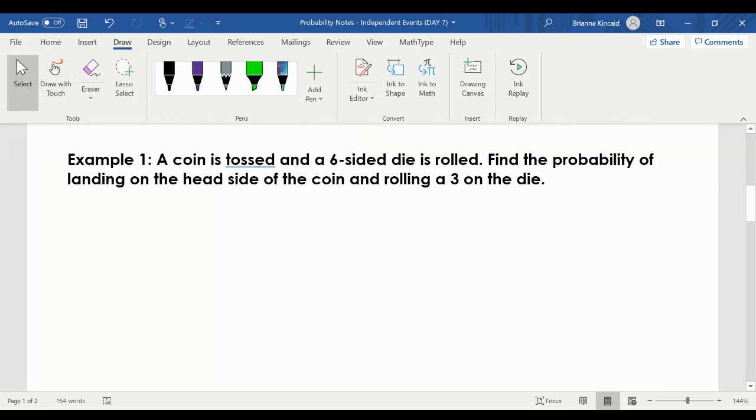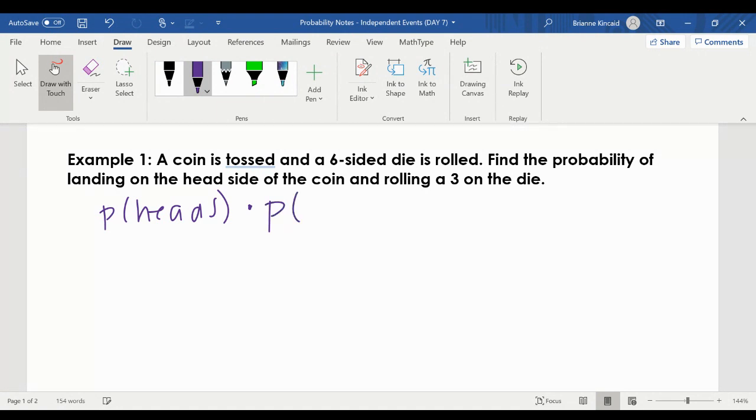So a coin is tossed and a six-sided die is rolled. Find the probability of landing on the head side of the coin and rolling a 3 on the die. These two events are independent of one another because it doesn't matter which side you flip on the coin, that's not going to affect how the die gets rolled. So what we do for this is we do the probability of heads multiplied by the probability of rolling a 3.